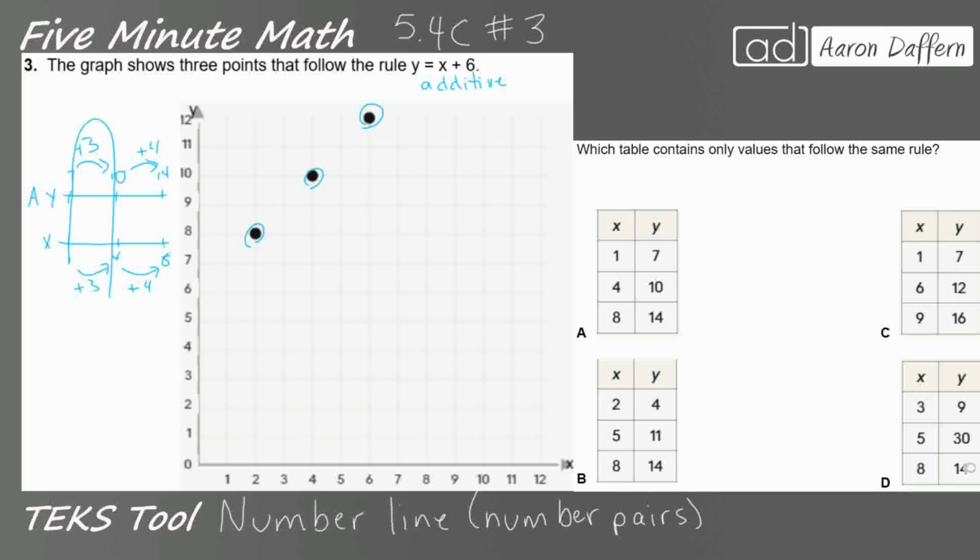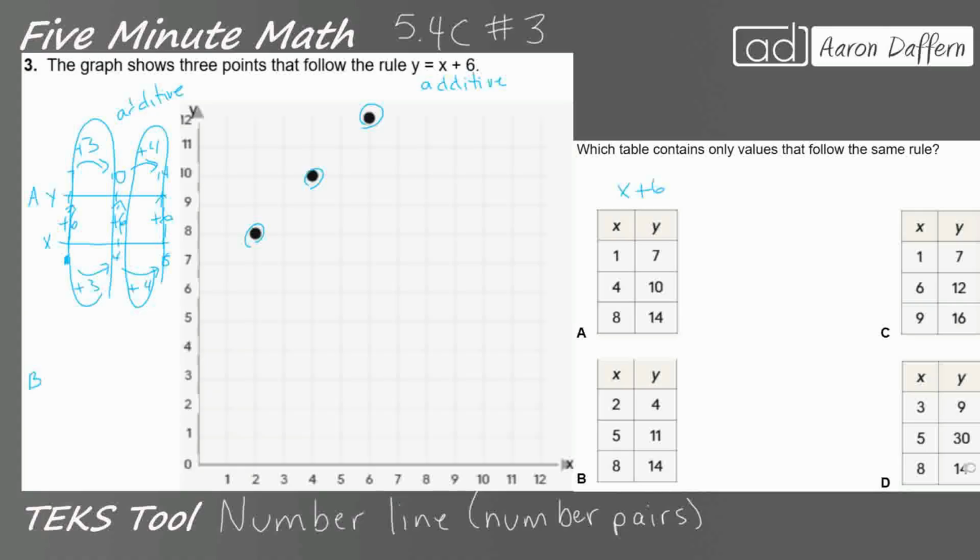All right, so when I have the same change, 3 and 3, 4 and 4, that means this is an additive relationship. And that means we can look at the relationship between the x and the y. So how do I get from a 1 to a 7? Well, that's a plus 6. How do I get from a 4 to a 10? That's a plus 6. And then the 8 and the 14 also works, plus 6. So that looks like this works. This might be my answer. Let's do the other ones just to make sure I'm not looking at it incorrectly.